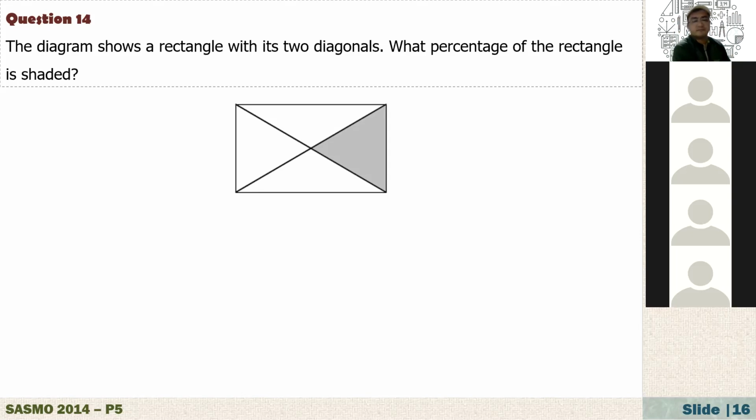Shaded. Okay. Yes. 25%. 25%, yes. Easy. Are you sure? Yes. I don't agree with you. Why? Why 25? Because 1 divided by 4, 1 over 4, it's equal to 25%.